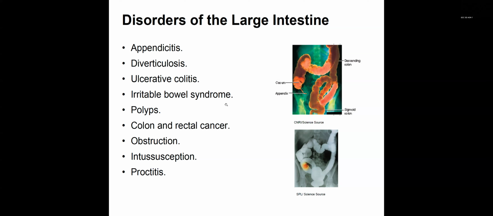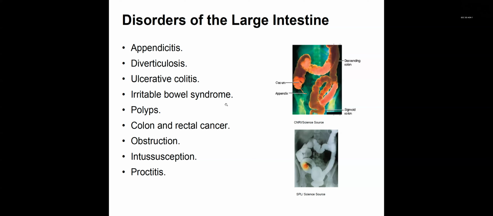Diverticulosis, this is a formation of these small pouches we call diverticula in the colon wall. And often, usually they don't have symptoms unless they become infected or they become ruptured. Ulcerative colitis. So this is another type of IBD. It's a chronic inflammation of the large intestine that leads to ulcers, which can cause diarrhea, abdominal pain.